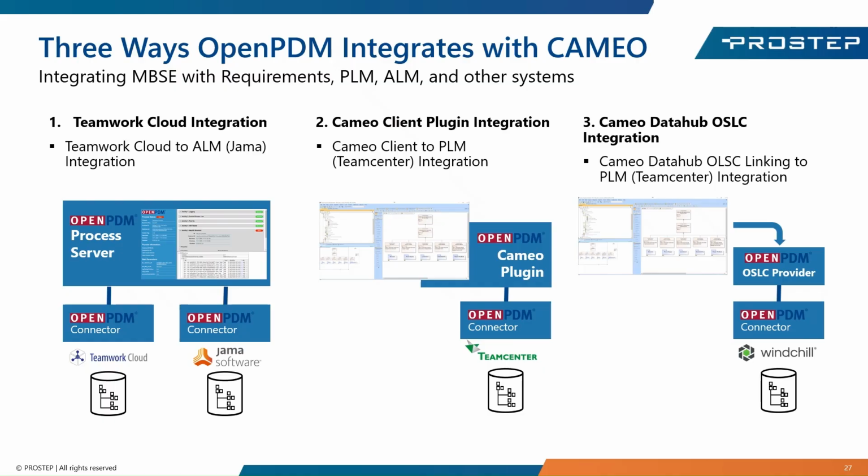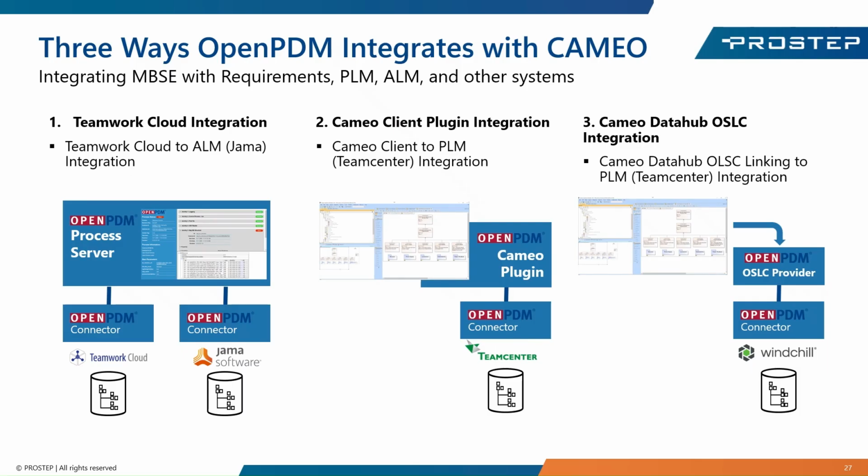With that connector, you can then, just like you saw within the bidirectional CAD data exchange, exchange data with other systems. The one that we're going to show today is a Teamwork Cloud and JAMA integration that deals with JAMA requirements synchronizing with Teamwork Cloud. The other 2, we also have demonstrations for, but we're going to push that off because of time constraints.